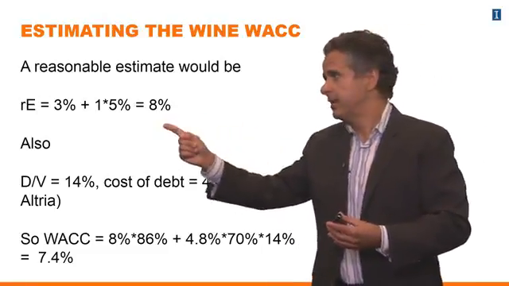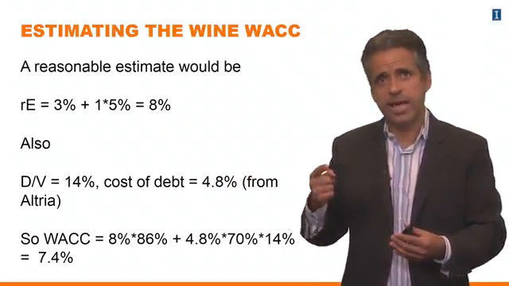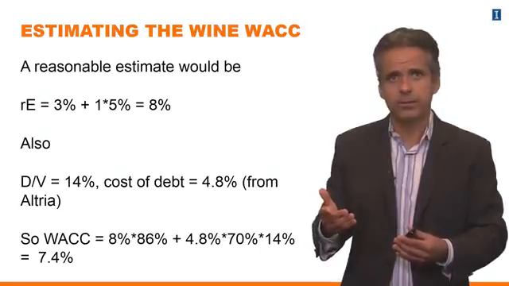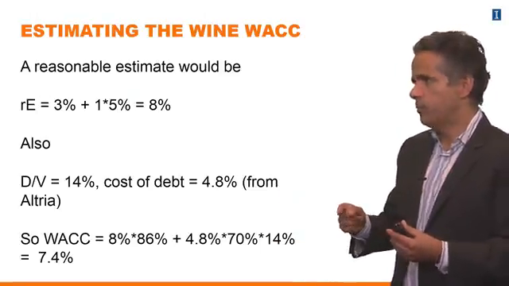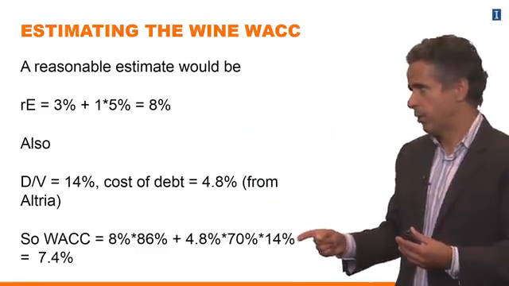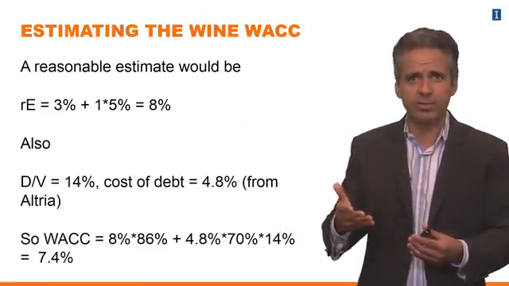Instead of 6.5%, which we would have obtained if we were using the tobacco beta. Okay? So just a couple more data points here to compute the WACC, to go from required return on equity to the WACC. We have to add the debt to value and the cost of debt, right?